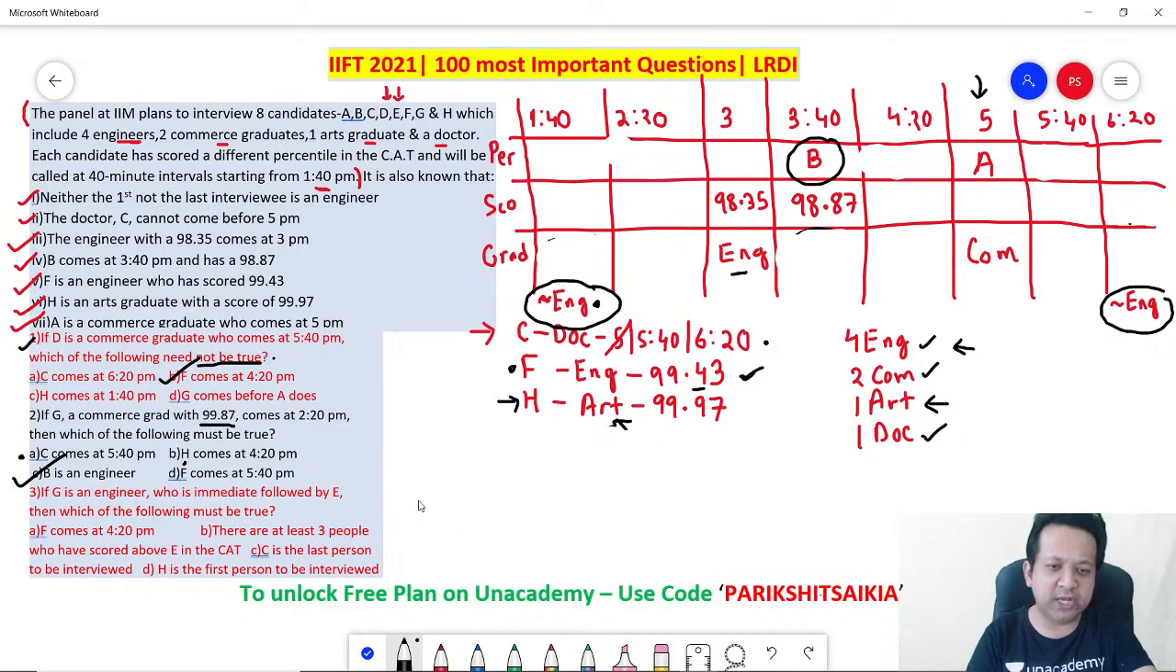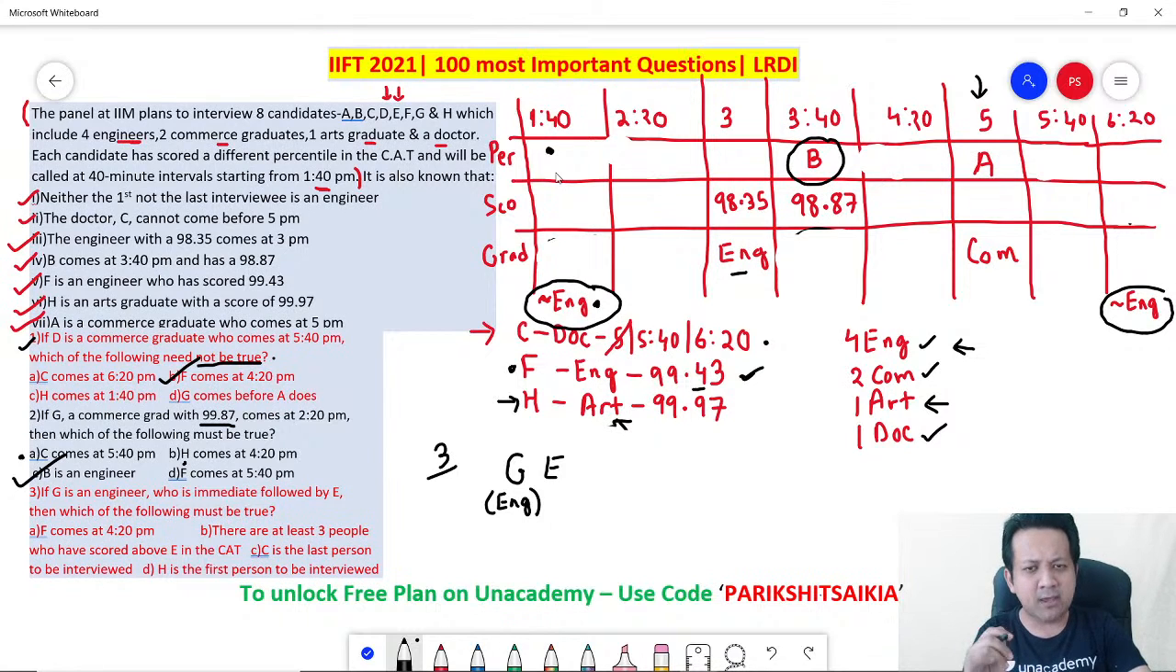If G is an engineer who is immediately followed by E, which of the following must be true? Now remember, G is an engineer. So basically I need two consecutive places, G and E. Will you agree? G and E, I need two consecutive places, out of which G is an engineer. Right? Now think about it. Definitely G cannot be coming at 1:40. Why? Because the person who comes at 1:40, remember, is not an engineer.